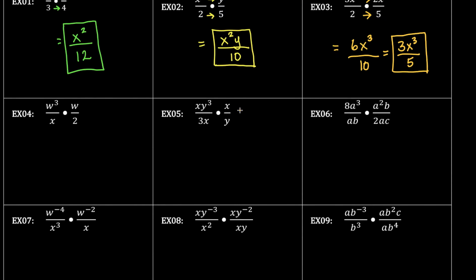Let's check these out. So let's use blue. W to the third times W and x times 2. So W to the third times W is W to the fourth. X times 2 is 2x. I can't simplify any further. I'm done.